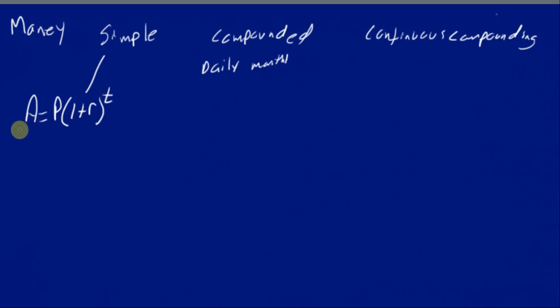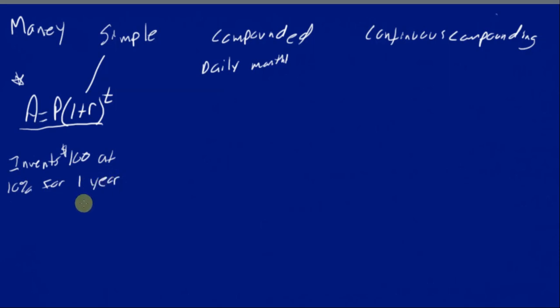Now, usually with our money problems, we won't use this one. But when we start dealing with bacteria multiplying or populations multiplying, this is going to be the equation that we're going to use. With money, there is no simple interest. Well, just a general problem for simple interest: if you invest $100 at 10% for 1 year. So basically, you give me $100 and I tell you I'm going to pay you 10%, and a year from now, I'm going to give you $110.